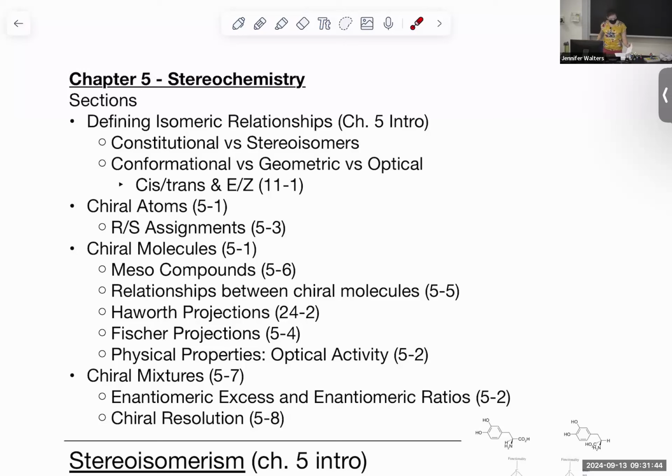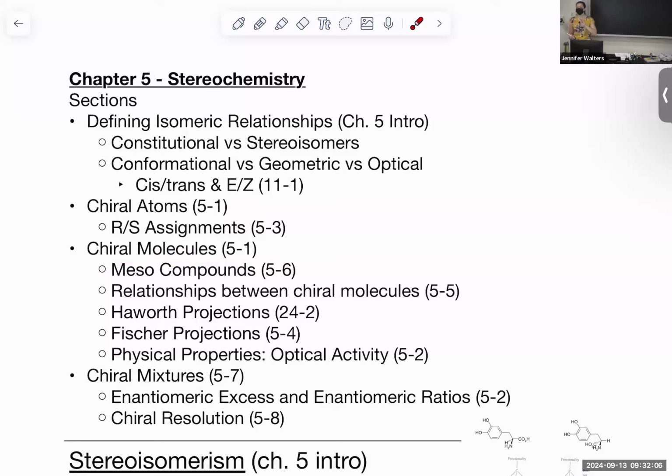And then we're going to look at our chiral atoms. Most of chapter 5 is going to look at our optical isomers. That's where we're going to spend most of chapter 5. So that is our chiral atoms. We're going to spend a lot of time talking about R and S assignments, which are going to be absolute stereochemistry. And then we're going to look at chirality at the molecule level.